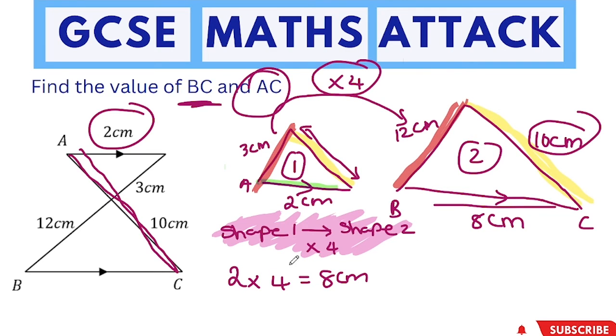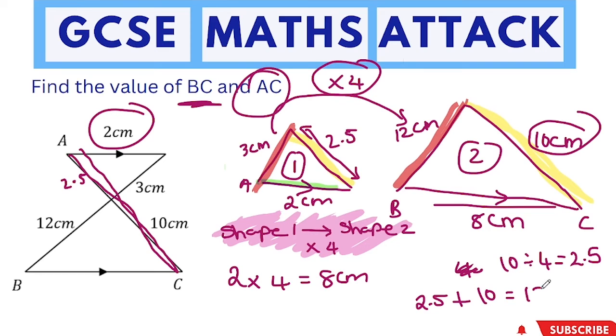So if I'm going 2 to 1, I'm going to divide by 4. So the first thing I'm going to do is 10 divided by 4, and that's going to give me 2.5. So I know that this length over here is 2.5. That means this is 2.5. So I'm asked to work out AC. So I'm going to do 2.5 plus 10. Now if I do that, that's going to give me 12.5 centimeters.